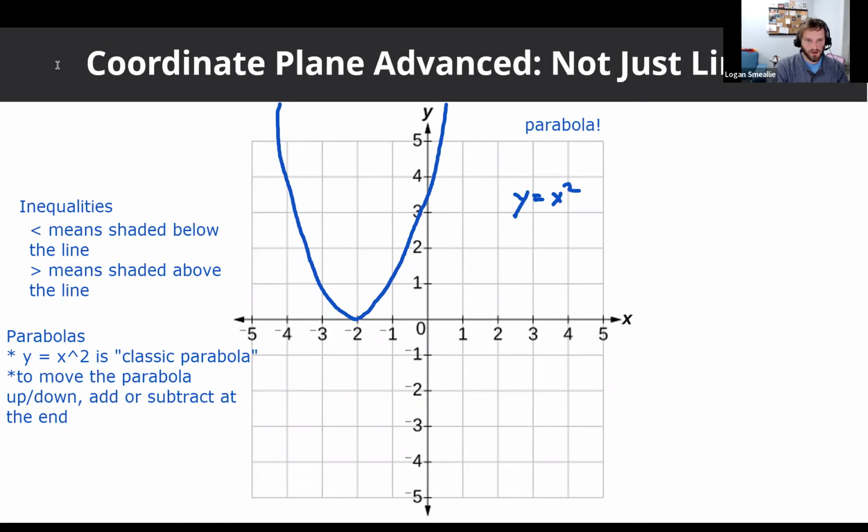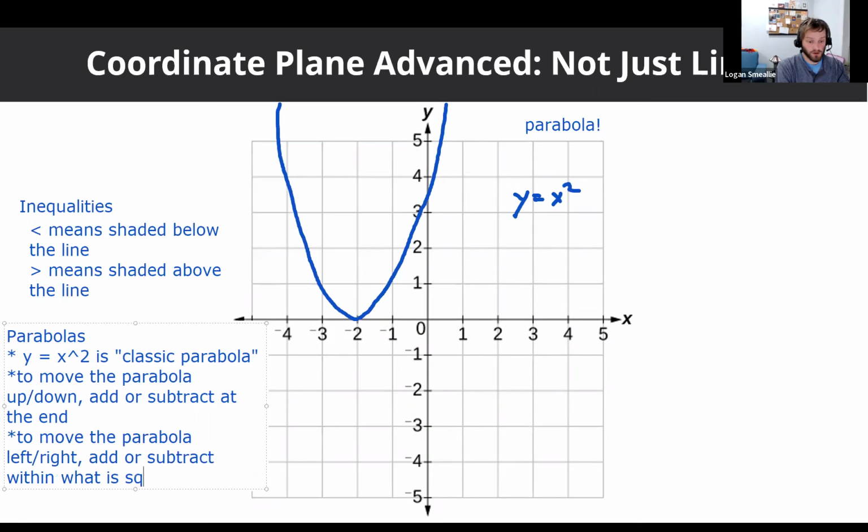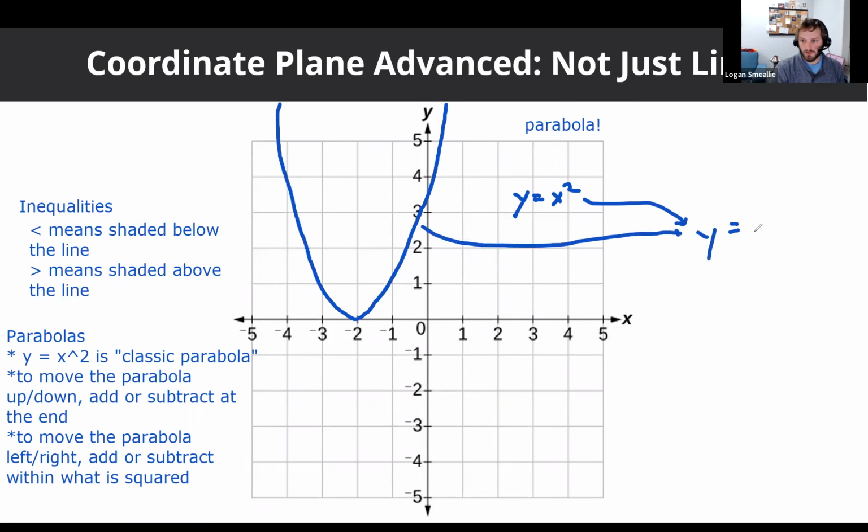The best way that I can think of to sort of write this out is to move the parabola left and right, add or subtract within what is squared. What do I mean by that? This one is actually y equals x plus 2 squared. X plus 2 squared.